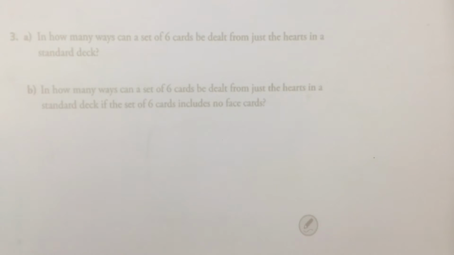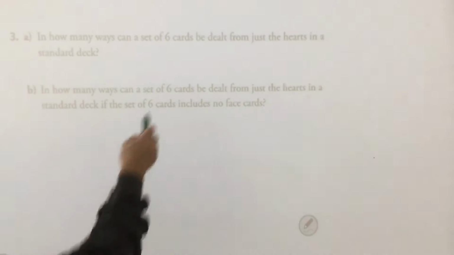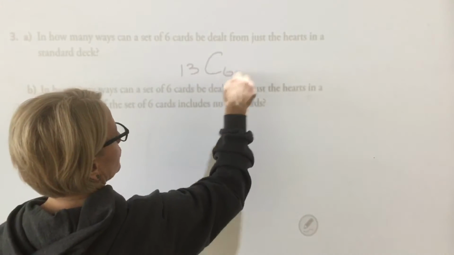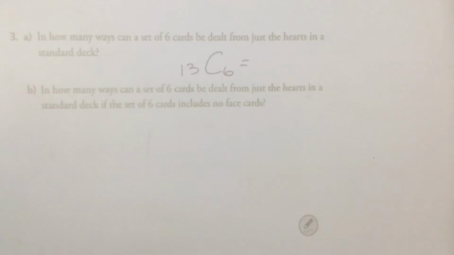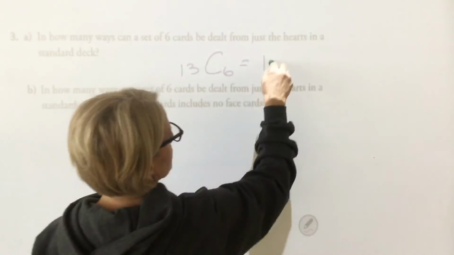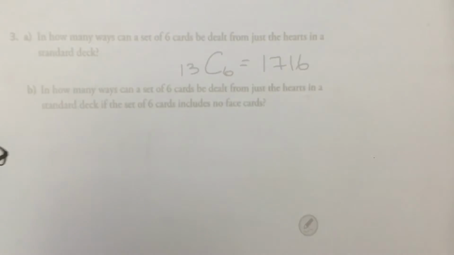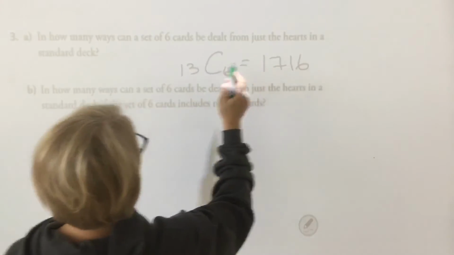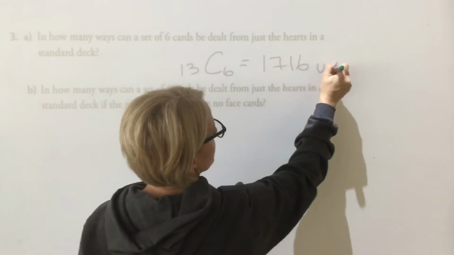Number 3, in how many ways can a set of 6 cards be dealt from just the hearts in a standard deck? So we have 13 hearts and I want 6. They're cards, so I know they're combinations, right? Because the order that I have those cards in my hand, or if I lay them out on a table, it doesn't matter. So I have 13 choose 6. So that's 1,716. How many ways? So just ways.